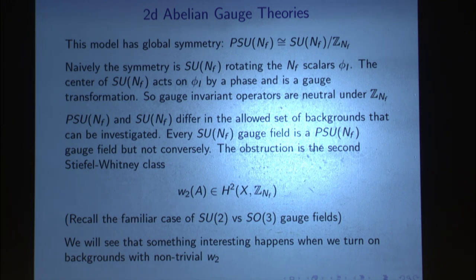And if you're not familiar with this general case for general N_F, you're probably familiar with the case of SU(2) versus SO(3), which comes up in the discussion of spinors. So we'll see that something interesting happens when we turn on backgrounds with non-trivial w_2. That means backgrounds which are gauge fields for PSU(N_F) but not SU(N_F).